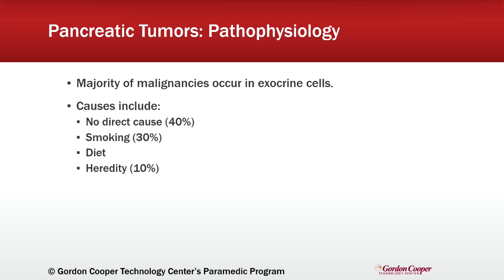Now, pancreatic cancers, on the other hand, remember the pancreas is an endocrine and exocrine gland. So for the pancreas, most of the cancers develop on the exocrine cell side. For about 40% of the cases, there is really no clear cause. They have no idea what causes it. However, for about 30% of those cases, they've linked that back to smoking. The remaining cases have to do with diet, and then there's some heredity. People with diabetes may actually have a higher risk of developing pancreatic cancer as well.